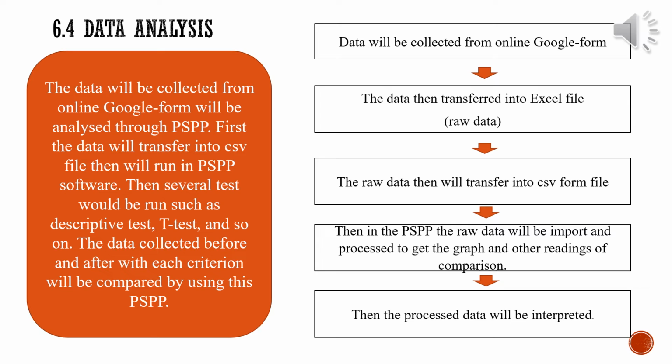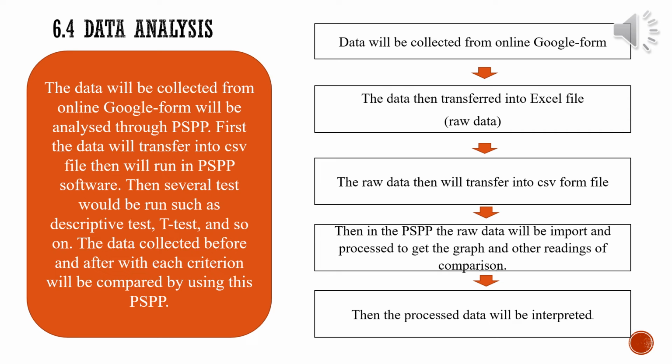Next is data analysis. The data collected from the online Google Form will be analyzed through PSPP software. First, the data will be transformed into a CSV file, then run in PSPP software. Several tests will be run such as a descriptive test, t-test, and so on. The data collected before and after for each criterion will be compared by using PSPP.